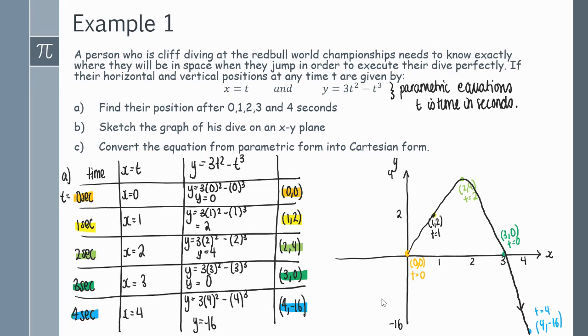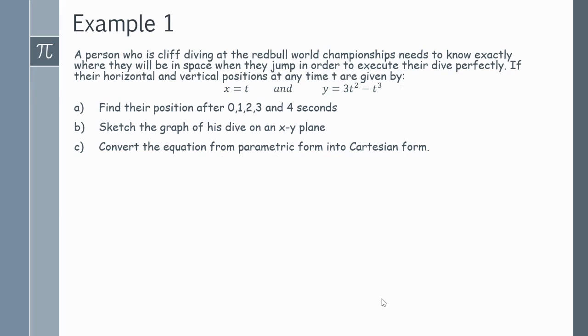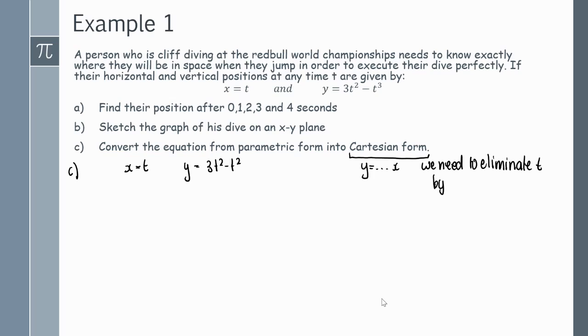We're going to now convert from parametric form into Cartesian form. So parametric is when I have x equals something with t and y equals something with t. To convert into Cartesian form, what we have to do is remove the t's. I want y equals something with x in it only, and maybe some constants. To eliminate the t's, we just use substitution.